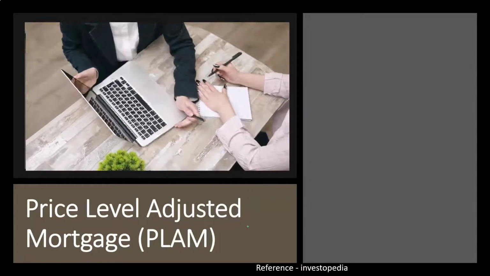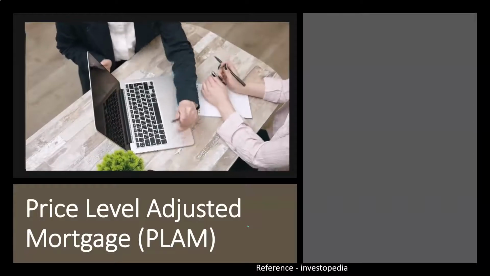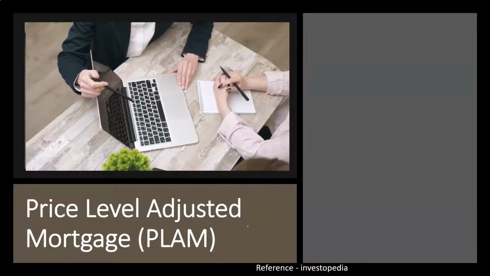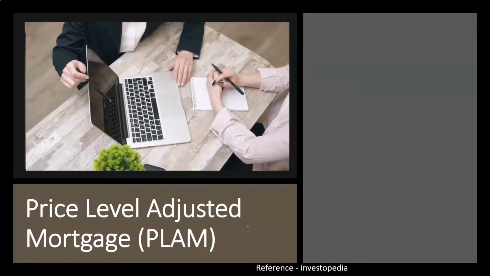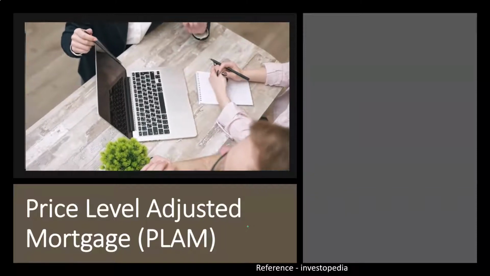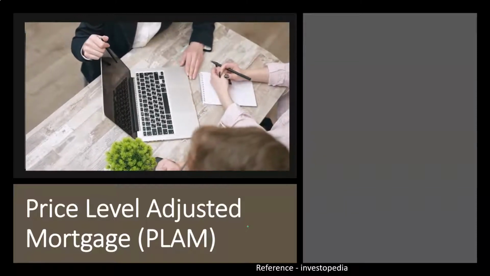And in this format, instead of adjusting the interest rate, what they're going to do is try to look for a factor of inflation. And at the end of each year or each period, they're going to be looking at it and adjusting the ending balance according to this inflation calculation.